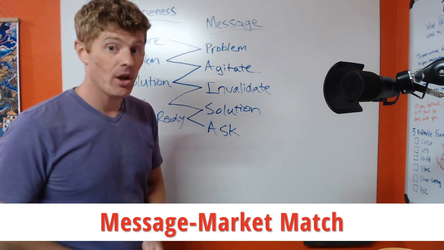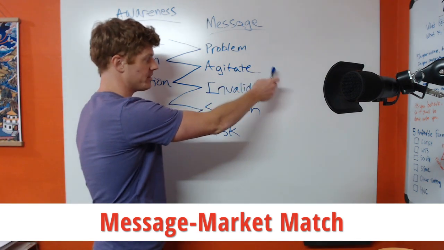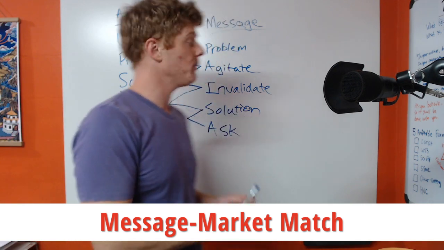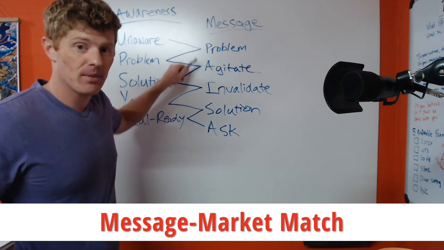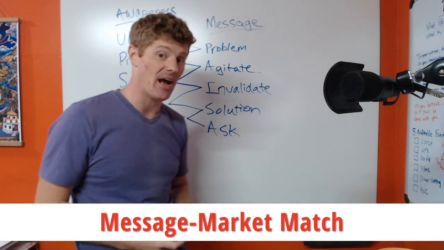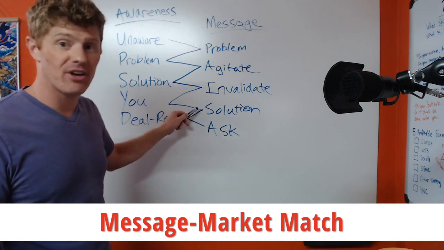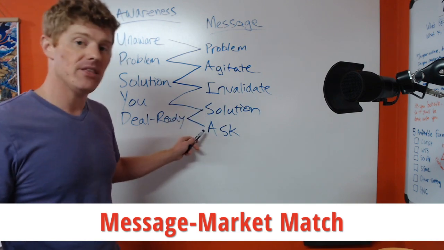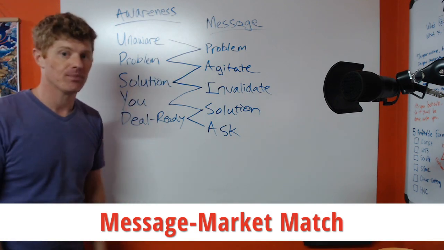And then your marketing message does need to walk them through problem, agitate, invalidate, solution, ask. So if you are going with the unaware people, you need to help them define the problem. You need to agitate the experience of the problem to the point that they understand a solution is necessary now. You need to invalidate other potential solutions. You need to define what the ideal solution looks like and map that over to your product or service. And then you need to make an offer. If you're approaching an unaware market, that's what you need to do.